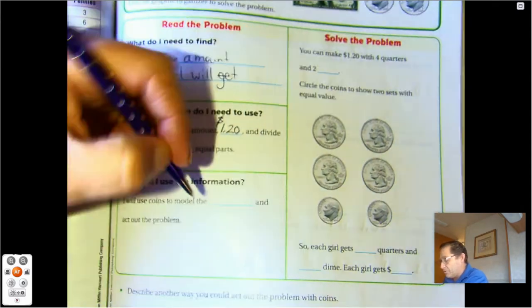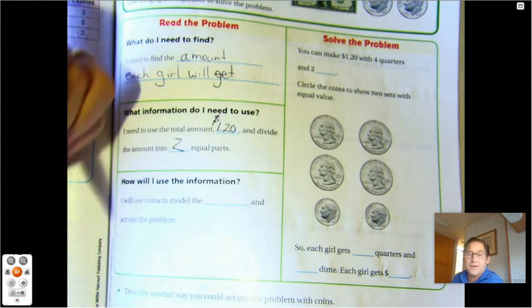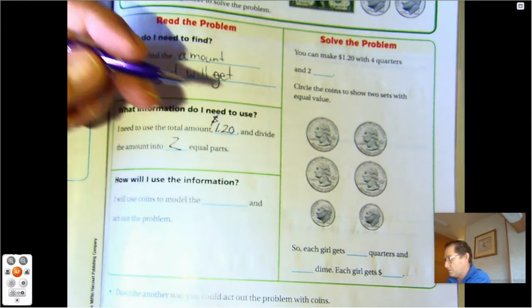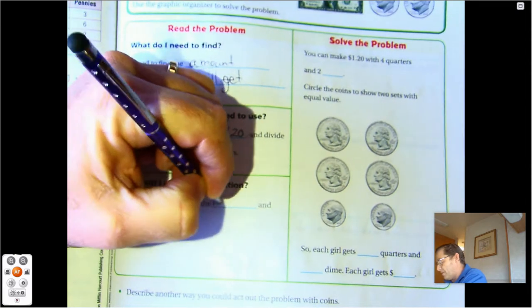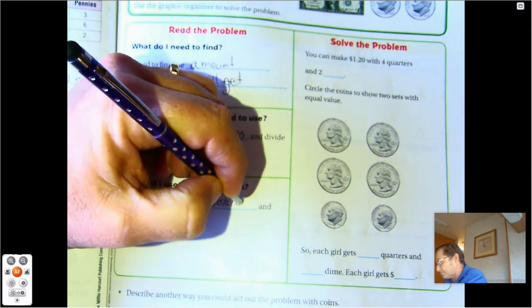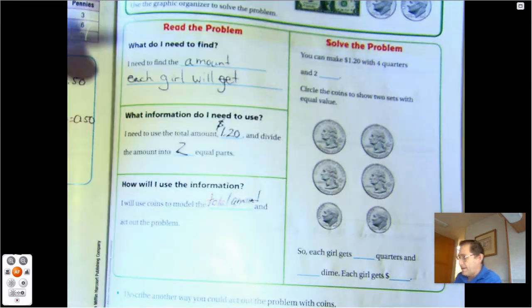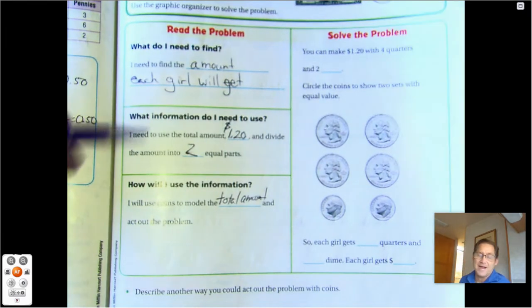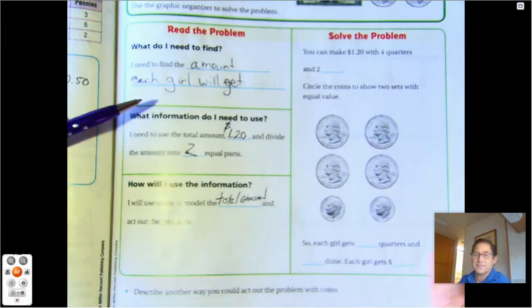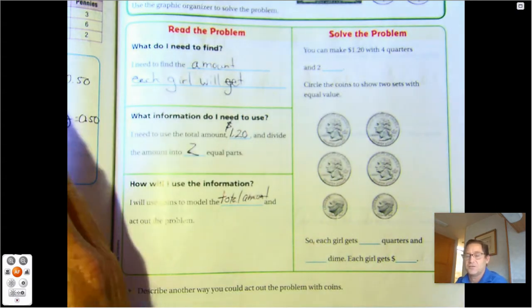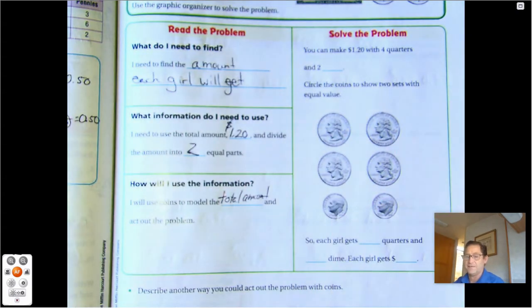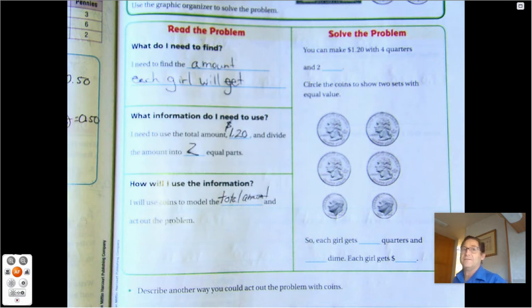How will I use the information? I will use the coins to model the total amount, and they want us to practice the idea of acting out the problem. Remember, that's basically just saying, like, if I have 6 cookies and I have 2 plates, I'm going to put 1 cookie here, 1 cookie here, 1 cookie here, 1 cookie there. Okay, so you're kind of thinking it through and doing the physical steps of sharing.